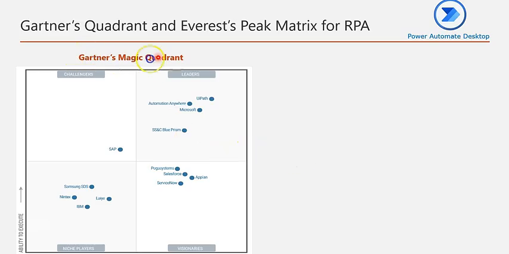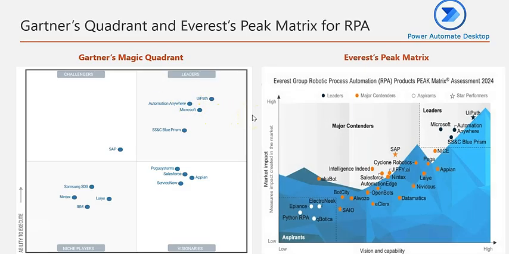So this is the Gartner Magic Quadrant. The place you need to look at is the leaders quadrant over here. You can see Microsoft is placed over here. The x-axis is the completeness of vision part, and as compared to other tools, we can say it is still evolving. Even though it is evolving, it has still made it into the leaders quadrant. Speaking of the Everest PEAK Matrix, the place to look at is here, the leaders section, along with other tools. Again, Microsoft is placed over here in the leaders section.